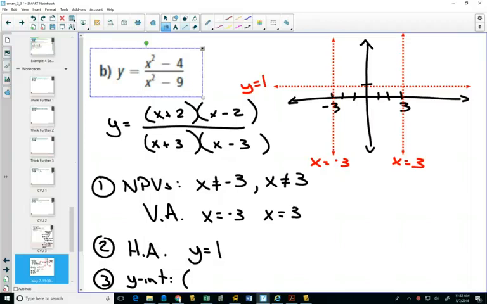Again, start with your y-intercept. It's the easiest. Plug in 0 for x, and you'll get +4/9.